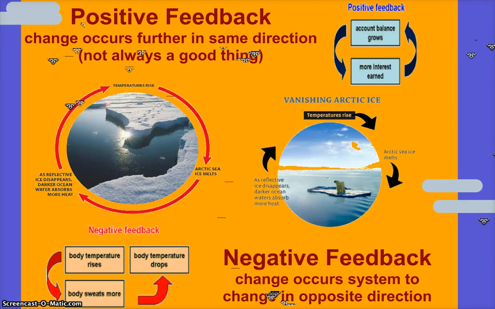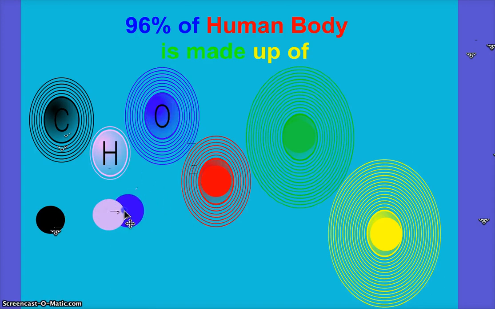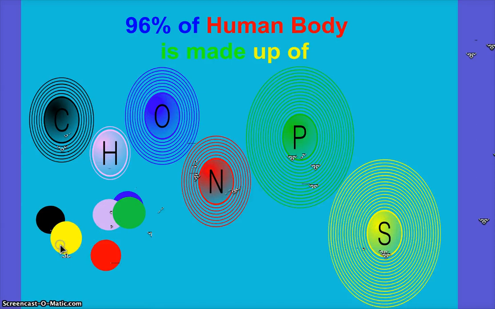Same thing with internal systems. A lot of them are described as negative feedback loops. All right, so 96% of the human body is made up of what? This you learn in bio. Atoms. What? I'm referencing elements. What elements? Carbon is one of them. Water, which is made up of what? Hydrogen and oxygen. Is it starting to ring a bell? Nitrogen. Yes. Phosphorus. Yes. Sulfur. Carbon, hydrogen, oxygen, nitrogen, phosphorus, and sulfur.